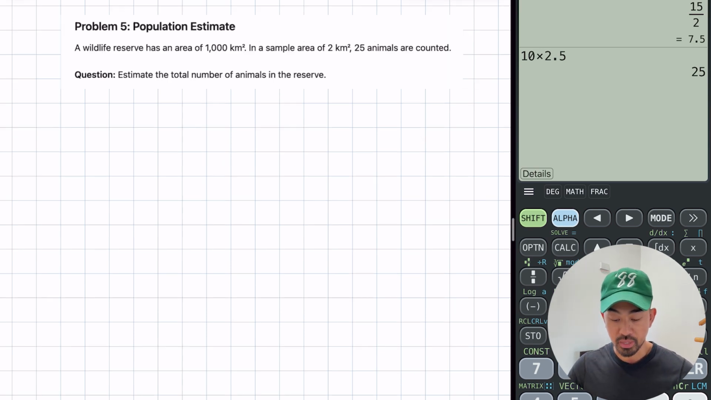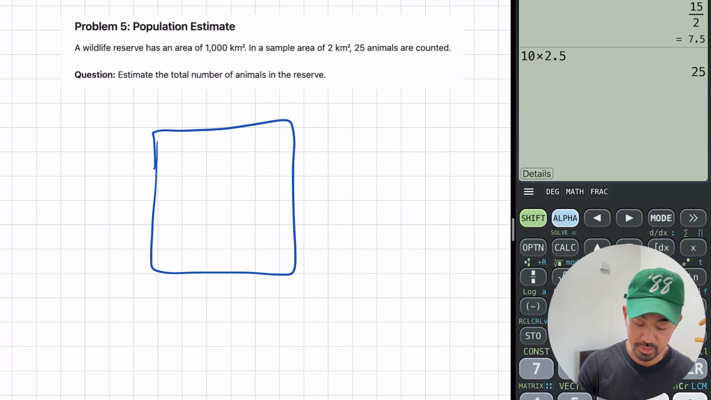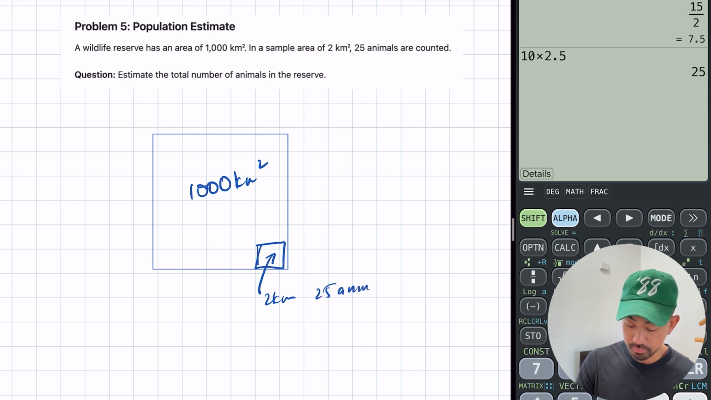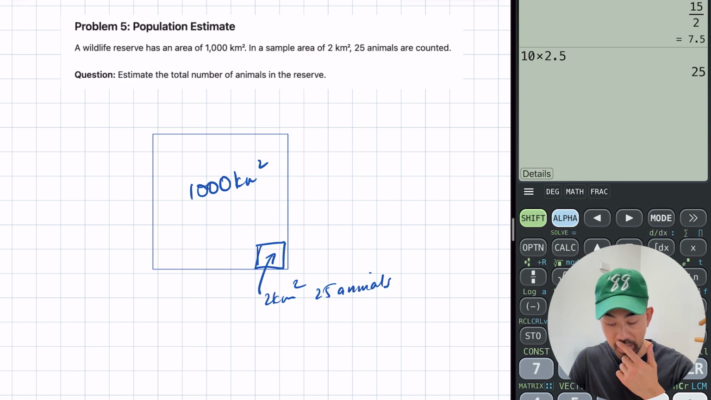Right, so here's the last question. A wildlife reserve has an area of 1,000 square kilometers. In a sample of 2 square kilometers, 25 animals are counted. So estimate the total number of animals in the reserve. All right, so I personally like to draw a diagram whenever I can to simplify things for me. So we've got some reserve which is 1,000 square kilometers. And in a little small area in here of 2 kilometers squared, there are 25 animals. Within the smaller square there are 25 animals.